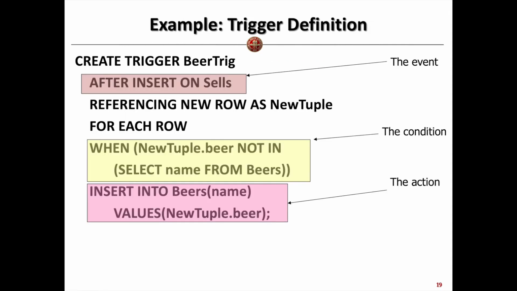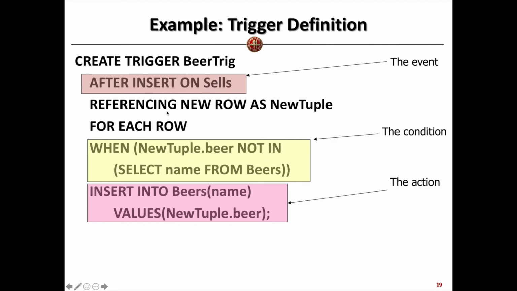We can provide the definition of a trigger as shown here. We can create a trigger with a trigger name, BeerTrig. It's a name you can define with any name here. And inside the trigger, we have the event, condition, and action. The event we have here is after insert on sales, because we will insert some new tuples into the sales table, right? Here we use AFTER to denote the timing of this event, after we do the insert into the sales table.